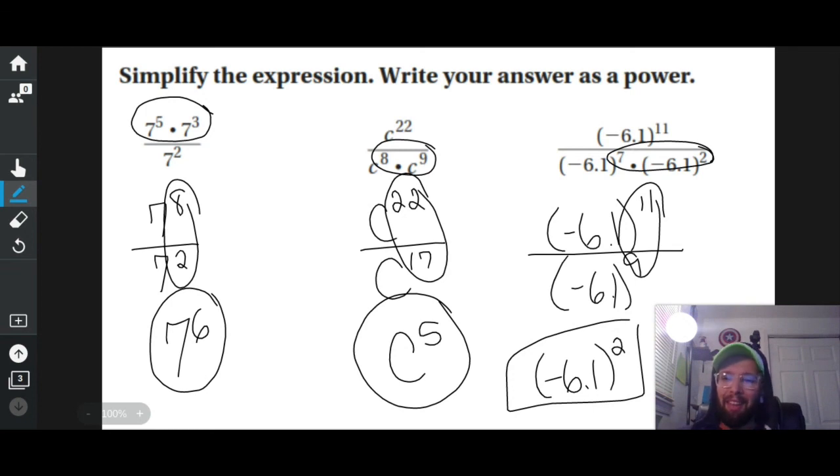Is that it? That's it. Super easy, super fast.